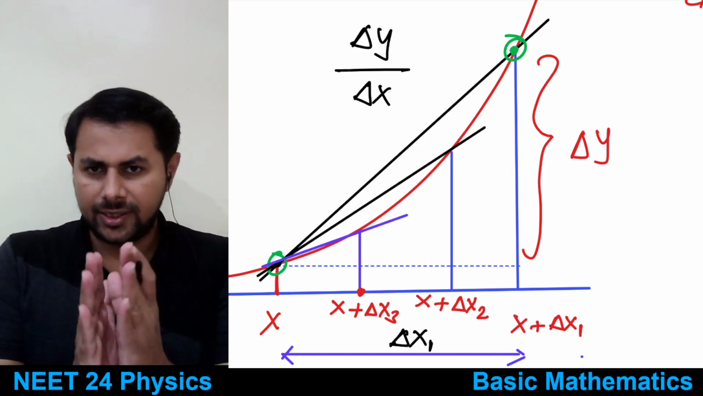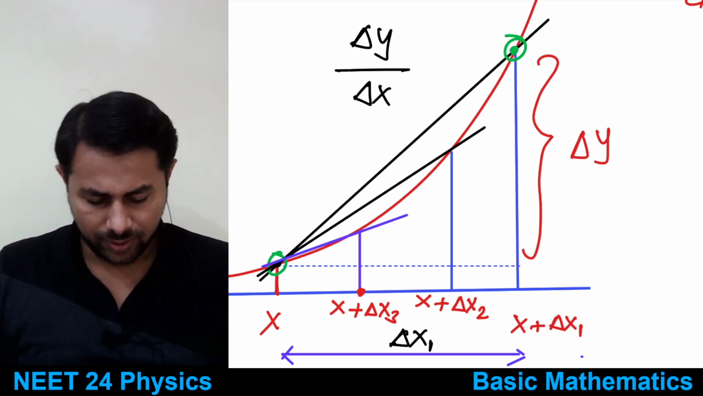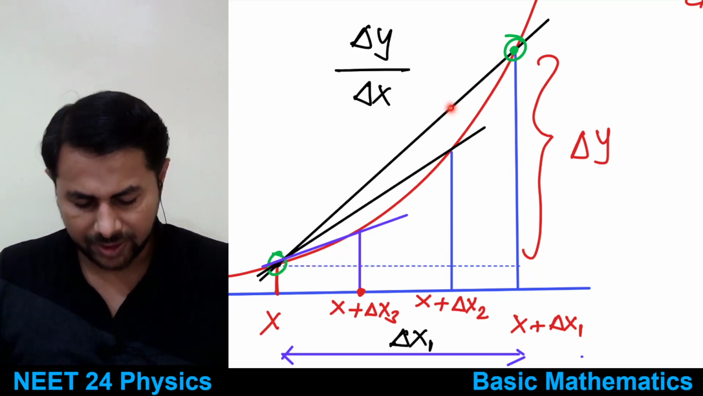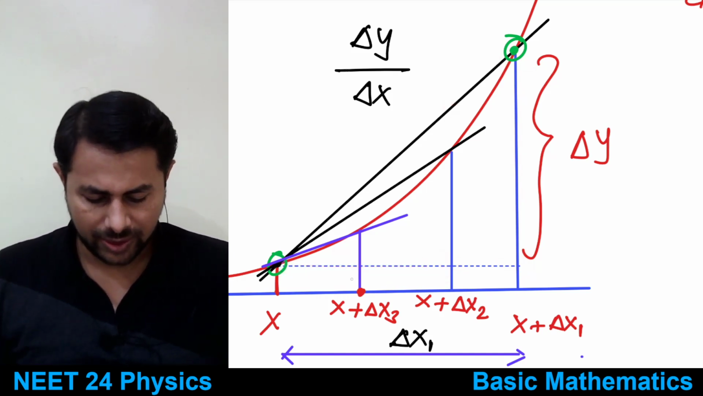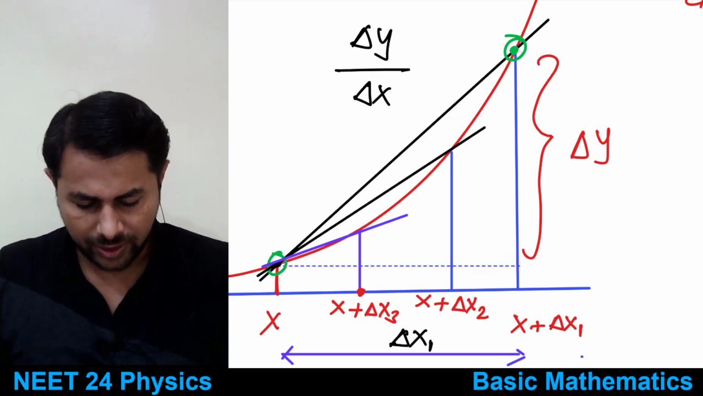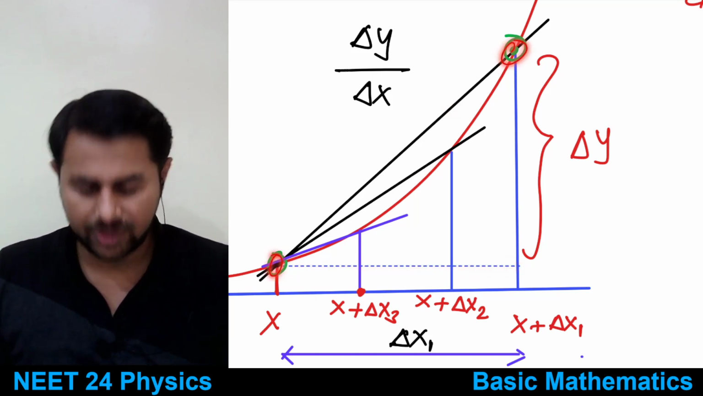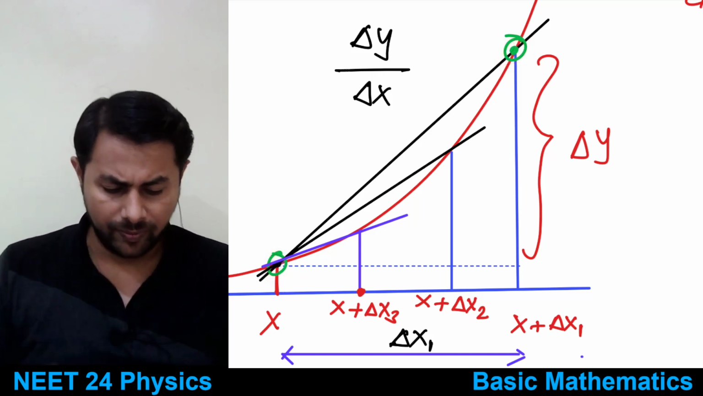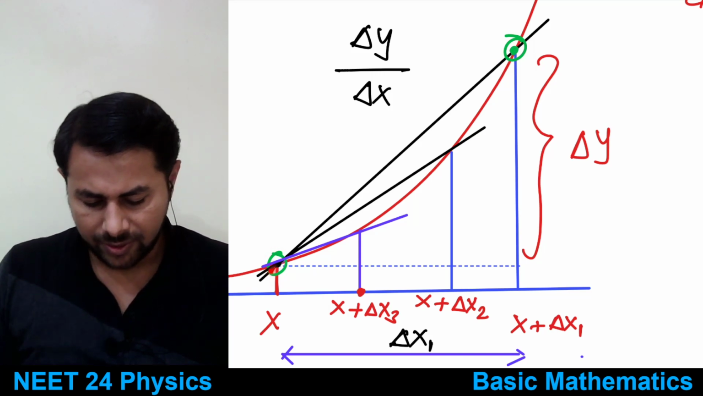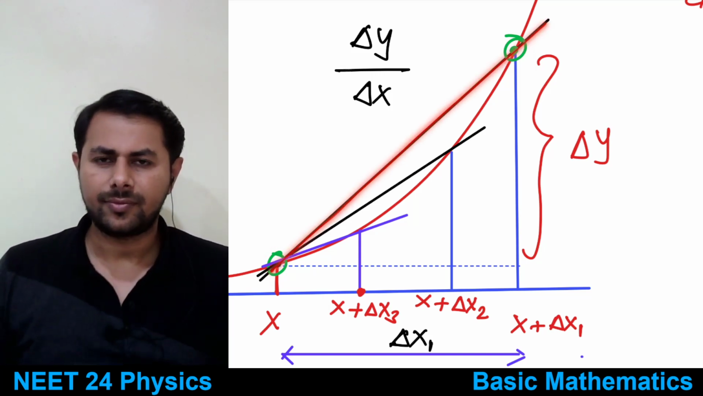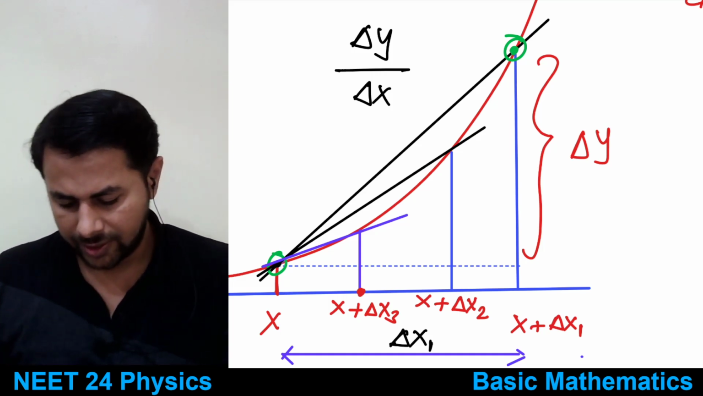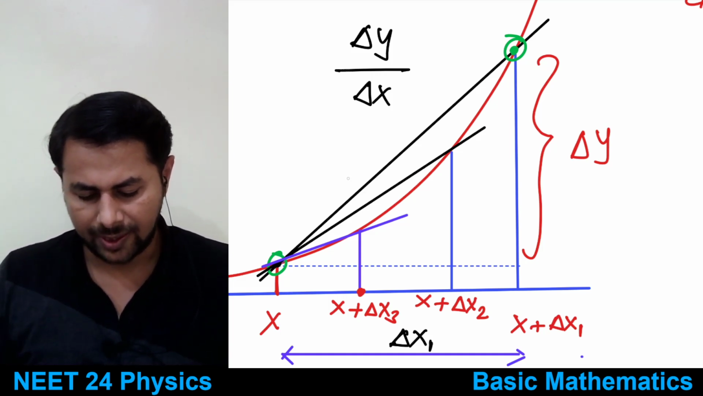Then you decrease delta x. So delta x is this much. That means you take this point, suppose. Initially, when delta x is this much, this is your first point and this is the second point on the curve. Then delta y by delta x represents the slope of this line. The line which intersects the curve at two different points is known as a secant line.